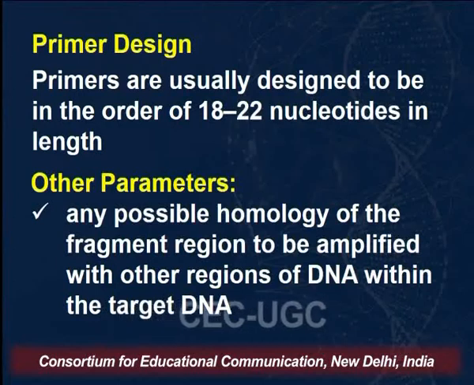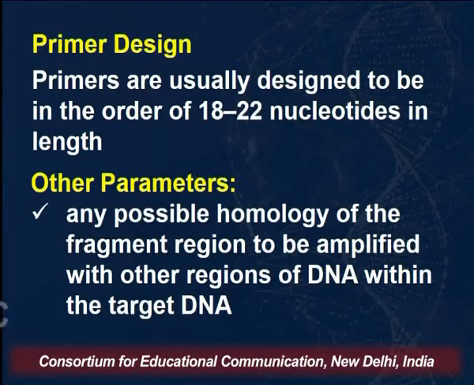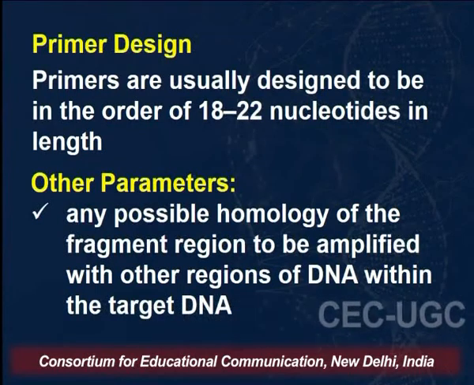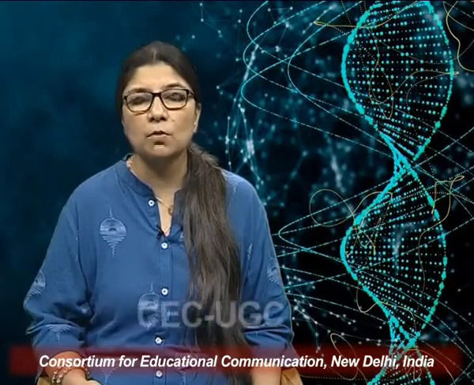Some of the other parameters are very important, because of primer binding, annealing to the DNA template, and extension. So PCR depends upon the primer. The primers you need to design are artificially synthesized and then included in the PCR reaction to go and bind to your gene of interest and then amplify it. So for these oligonucleotides, the other parameters that need to be considered include whether they have any possible homology to other regions of DNA within the target DNA.